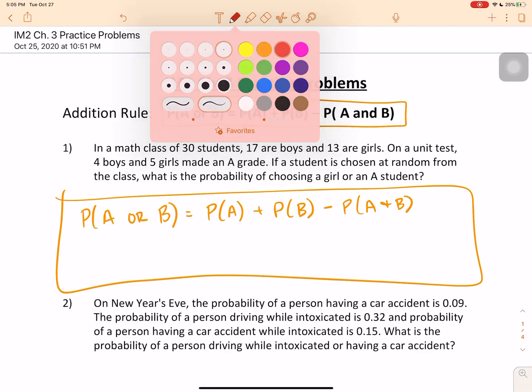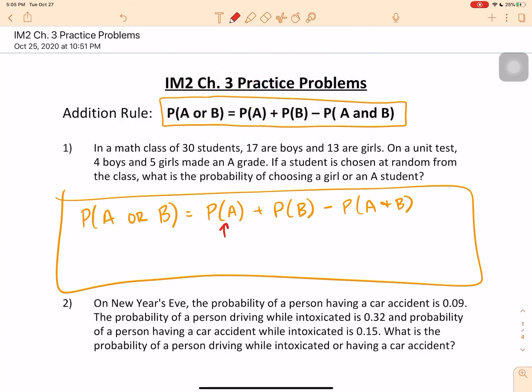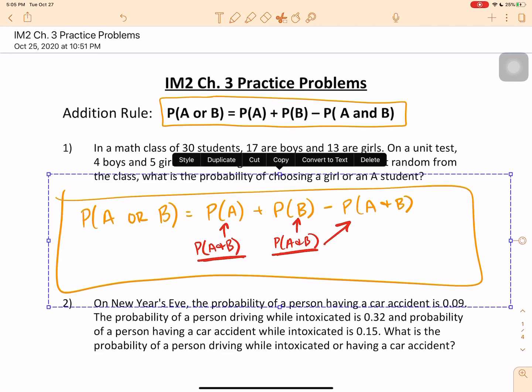This is because the event A would also happen if A and B were to happen, right? And in the probability of B, the event B would happen if A and B were to happen. So these are double counted. That outcome right there is double counted, so we have to subtract one of them out. That is why the addition rule is set up in this formula. It's very important that you get used to using that formula, and hopefully that makes more sense about why we use it.